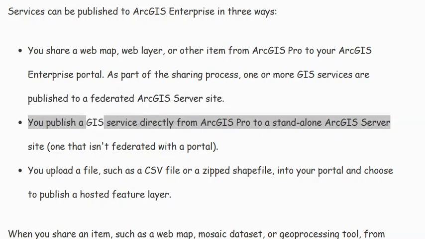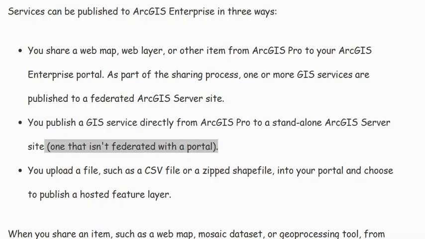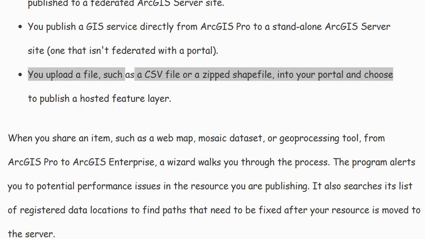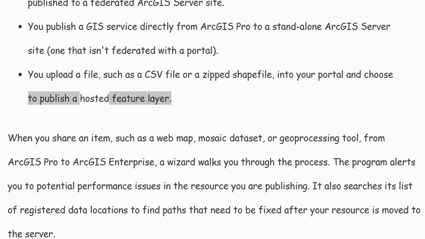You publish a GIS service directly from ArcGIS Pro to a standalone ArcGIS Server site, one that isn't federated with a portal. You upload a file, such as a CSV file or a zipped shapefile, into your portal and choose to publish a hosted feature layer.